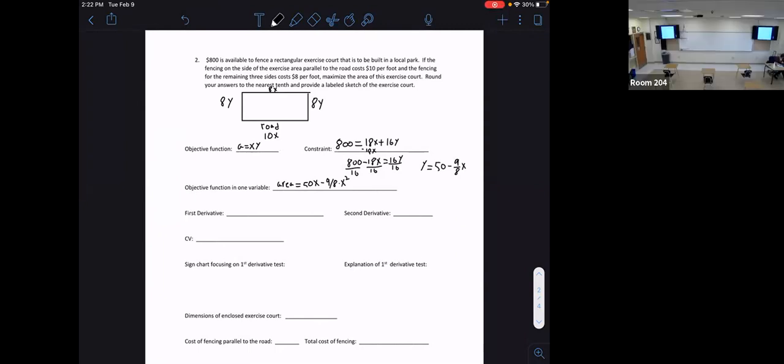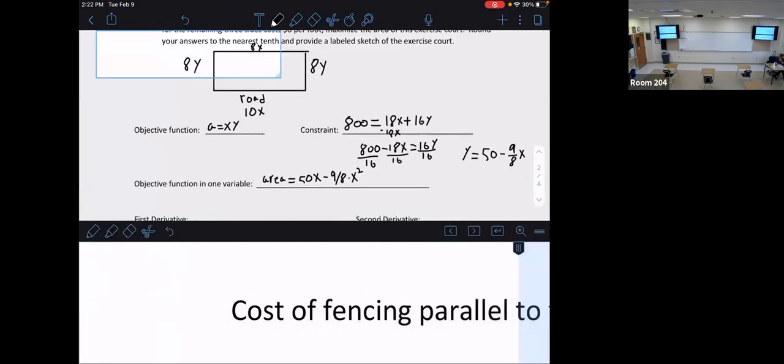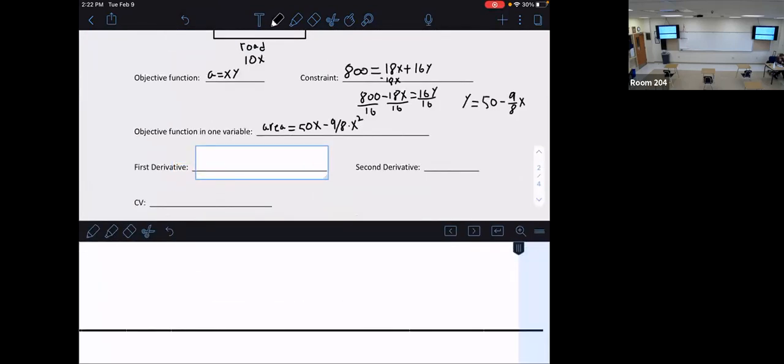Okay, so let's take the first derivative. Okay, so let's hop over. I'm going to hop over to Victor. Victor, given that Ben has written this down as the area, what's your first derivative going to be?